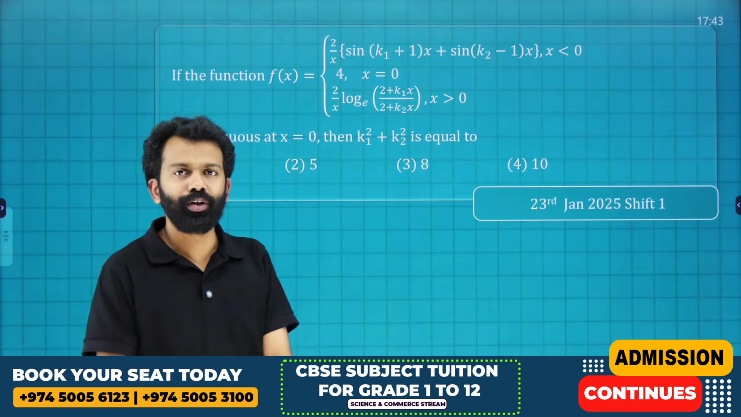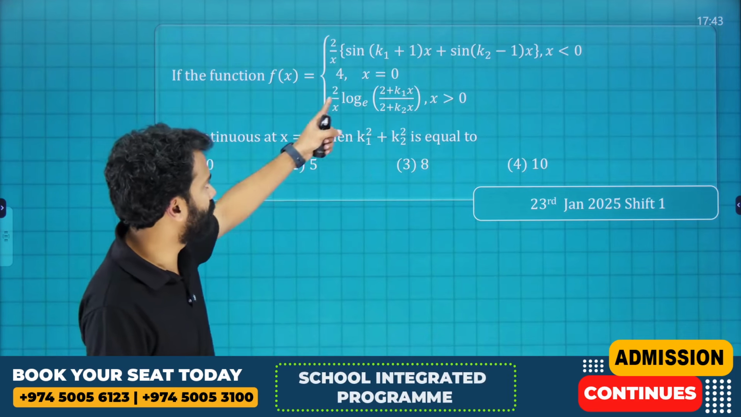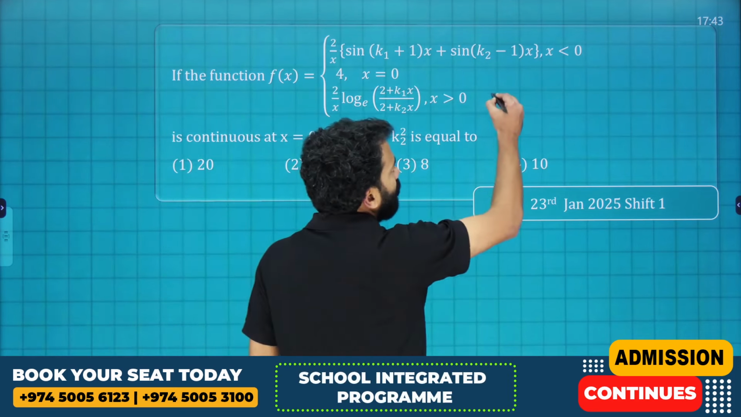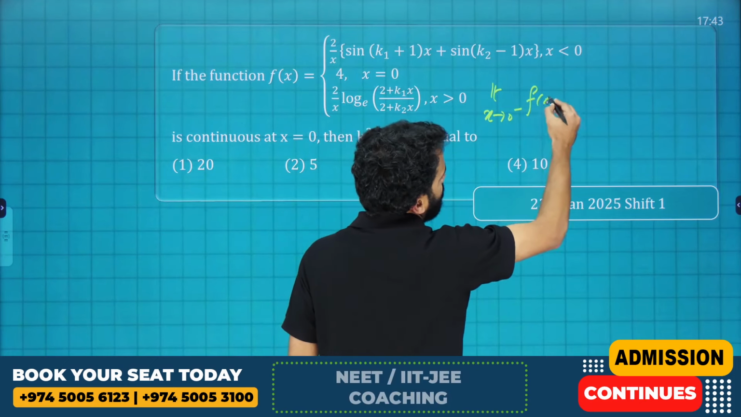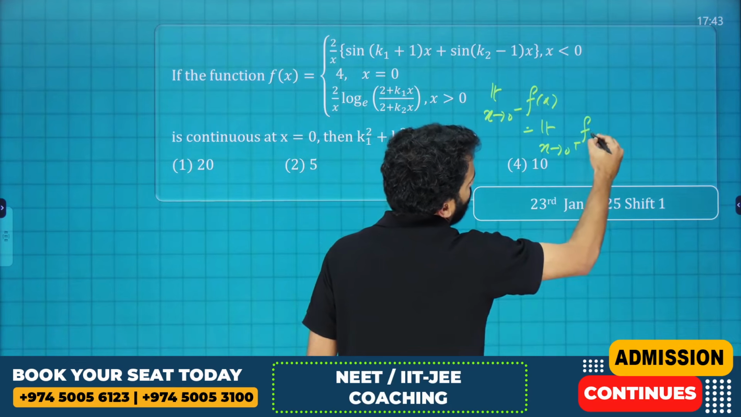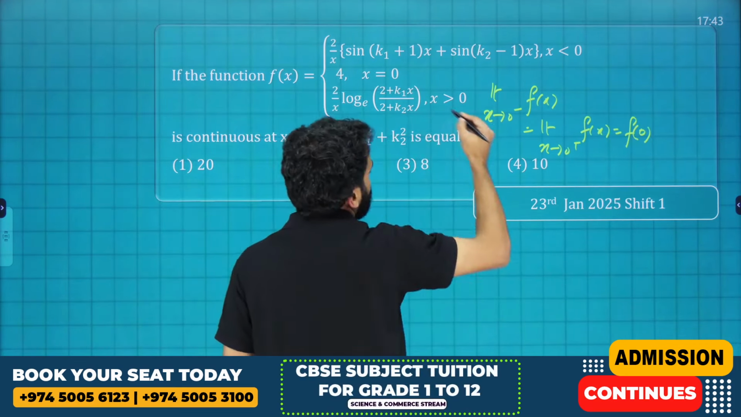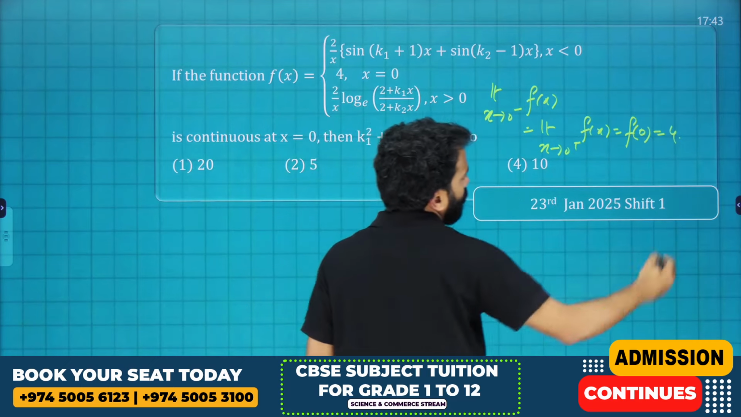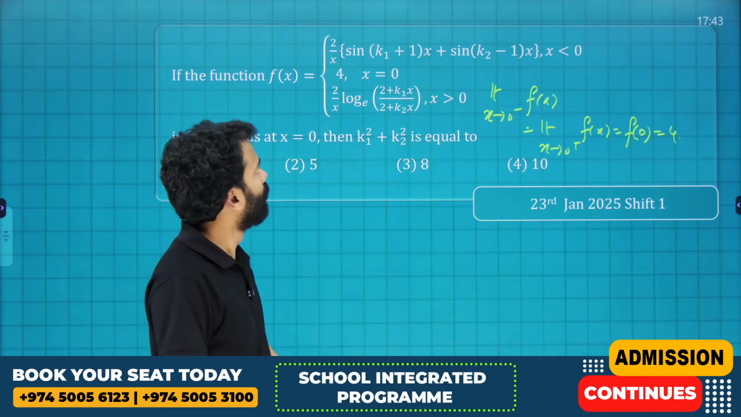So how are we going to do this one? It's easy actually. See, if a function is continuous at x is equal to 0, then we know that limit x tends to 0 minus f of x is equal to limit x tends to 0 plus f of x, is equal to what? f of 0. And what is the value of f of 0? That is 4. Okay, so this should be our parent equation for formulating k1 and k2.